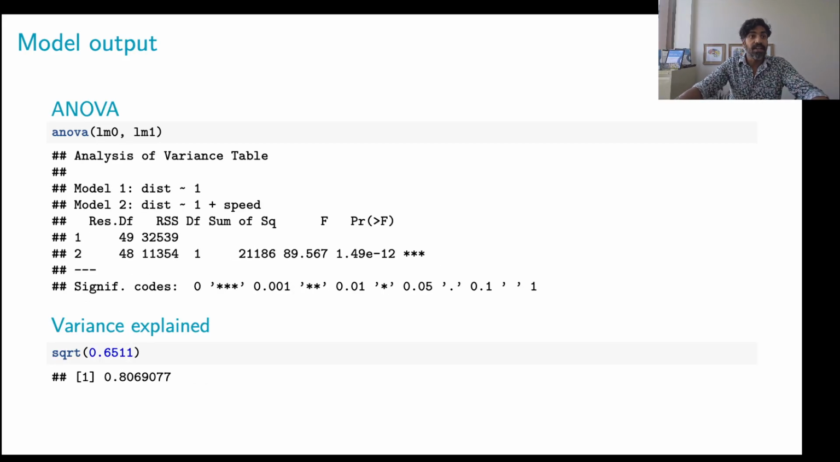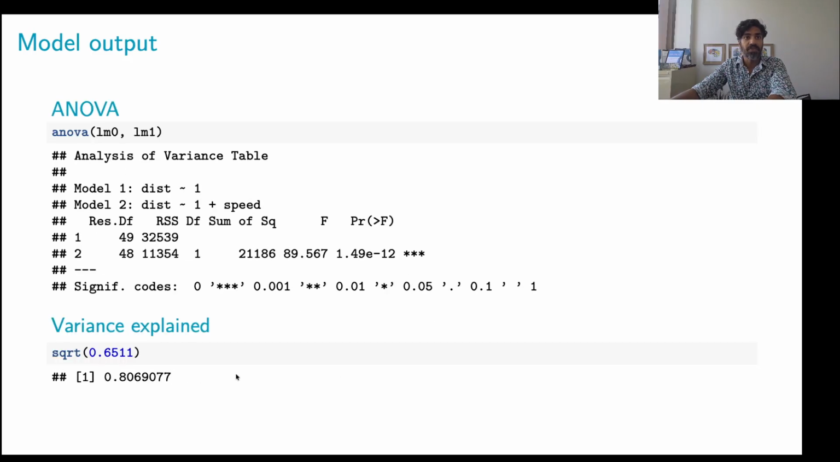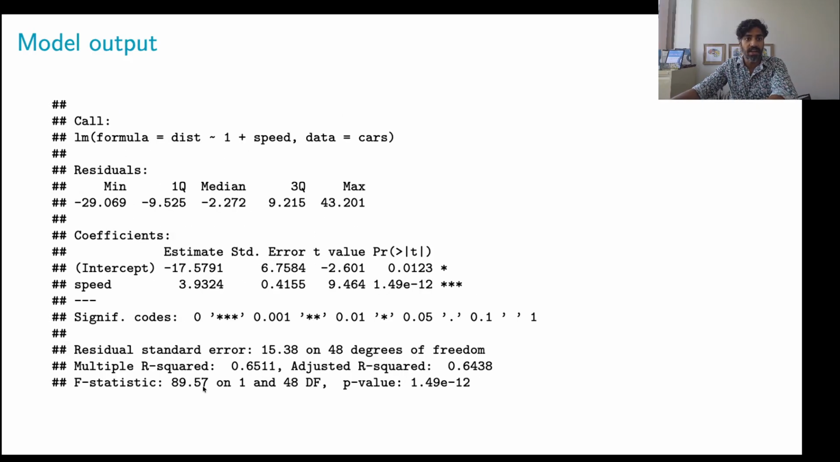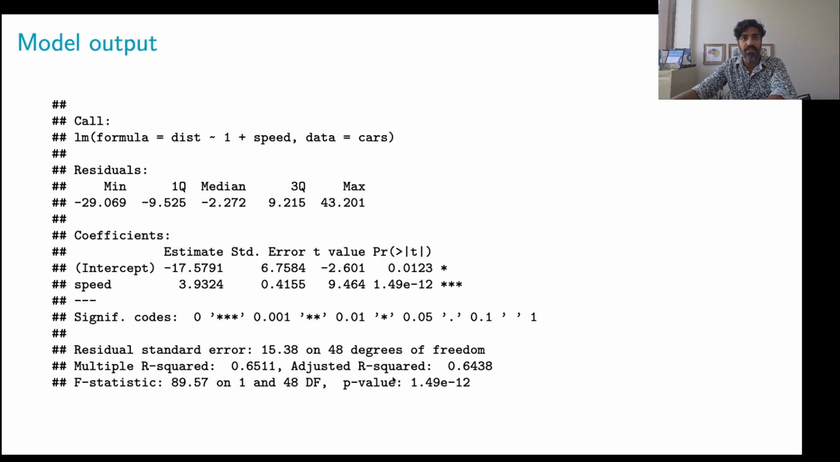So the ANOVA is significant, and you're seeing that it relates very closely to the F statistic here. We have 89.57, degrees of freedom 48, the same, and the p-values are the same. So it's showing that our model explains the variance in distance much better than the average of distance alone, because our model includes the speed the car was traveling.